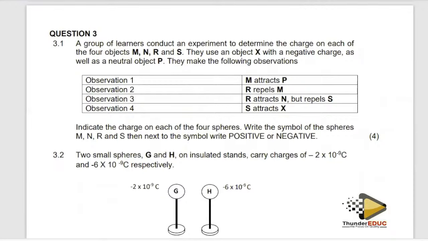Then question number 3. They're telling us that a group of learners conduct an experiment to determine the charge on each of the 4 objects. We have M, N, R, and S. So they used an object X that has a negative charge, as well as a neutral object P. And then the following was observed.